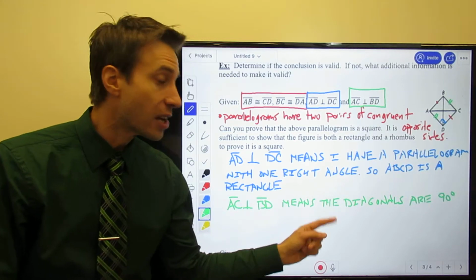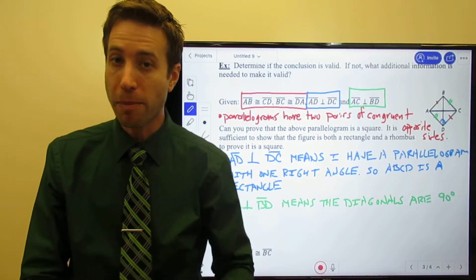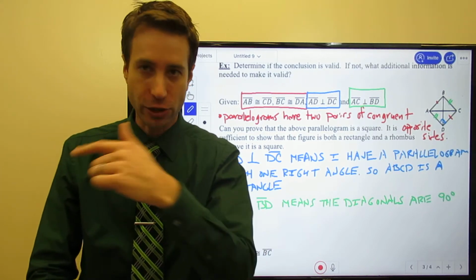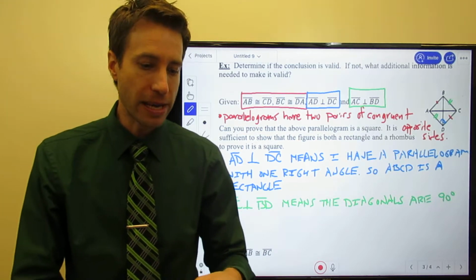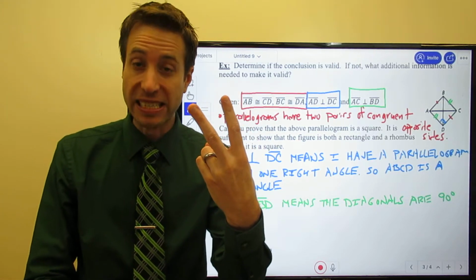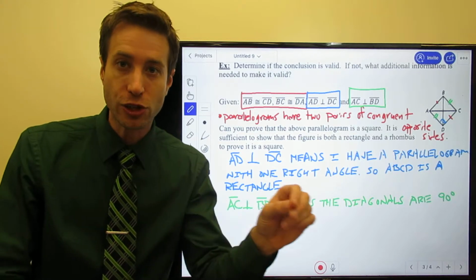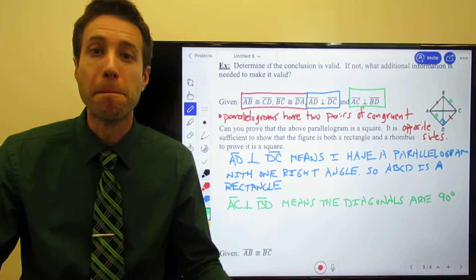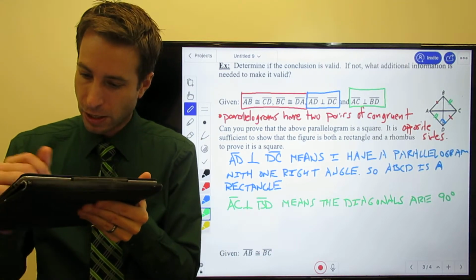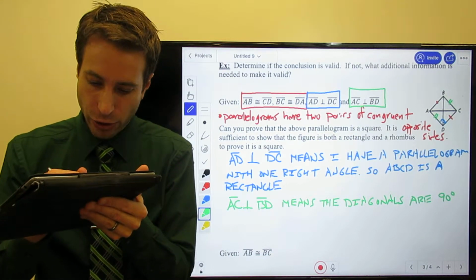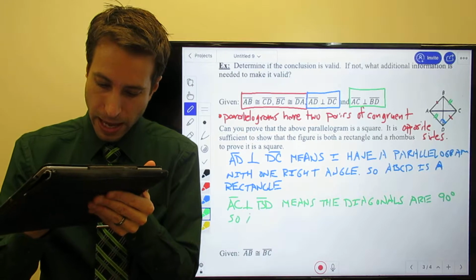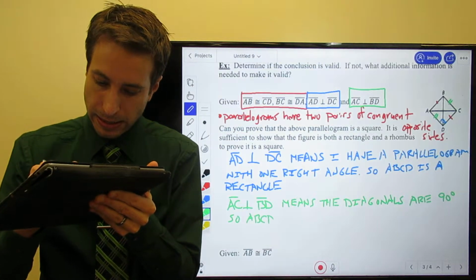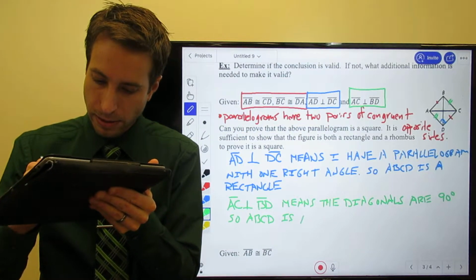Well, this is a property of rhombuses. We just looked at it on the previous page. Go back to the previous page of the notes. It was the second condition for rhombuses. If you can show the diagonals are perpendicular, then the figure must be a rhombus. So, the diagonals are 90 degrees. So, ABCD is a rhombus.